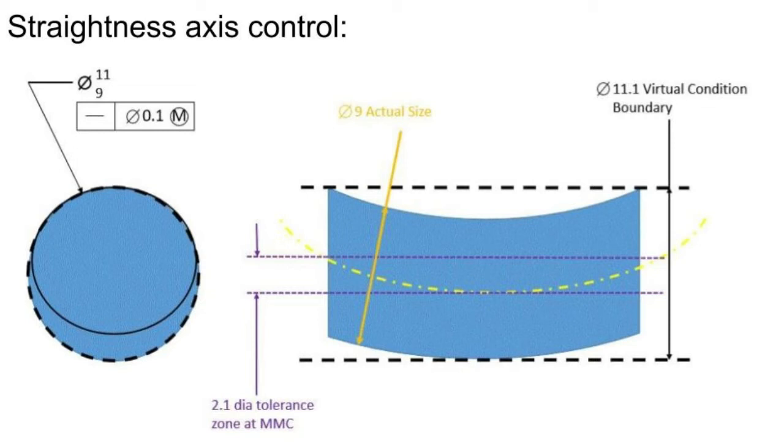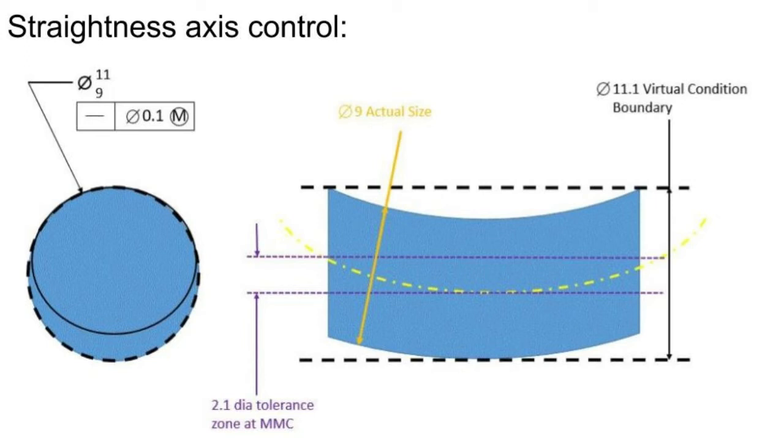When straightness is applied to the feature of size, it overrides Rule 1. Rule 1 states that the part must not violate the MMC boundary, that is, perfect form at MMC. When straightness is applied to the feature of size, it gets a virtual condition boundary. So the part should not violate the virtual condition boundary, but it can violate the maximum material condition boundary in this case.